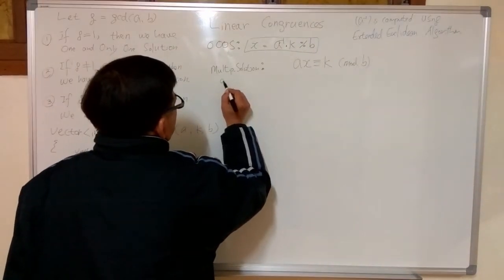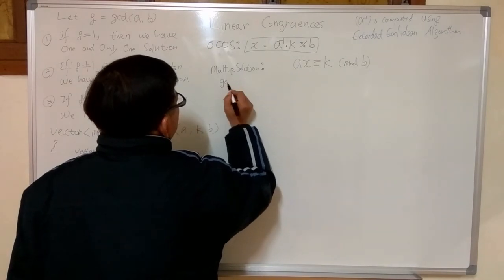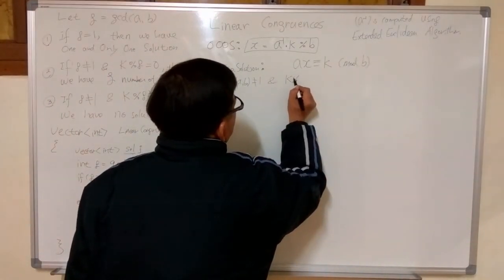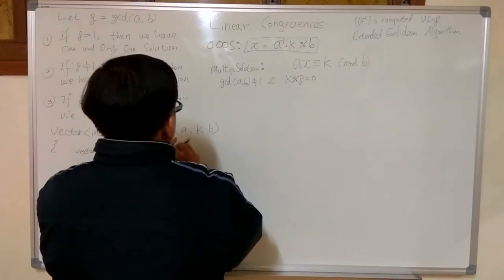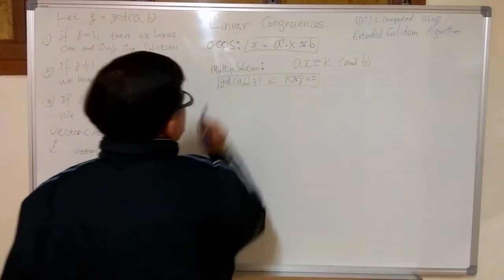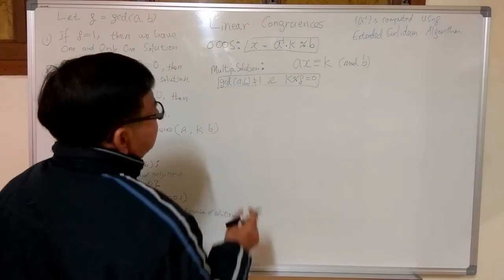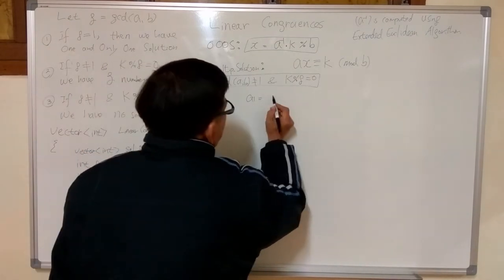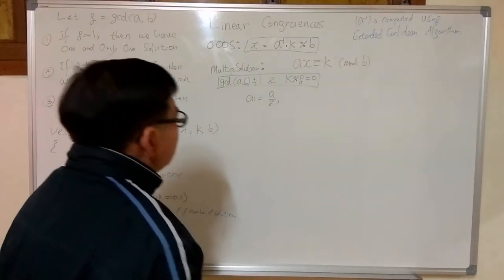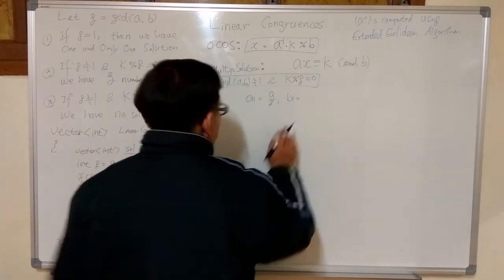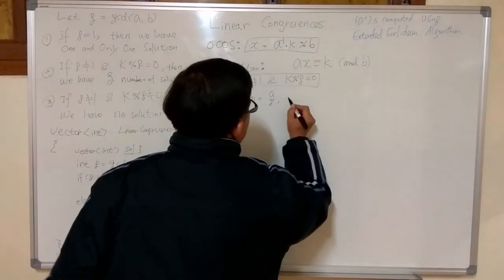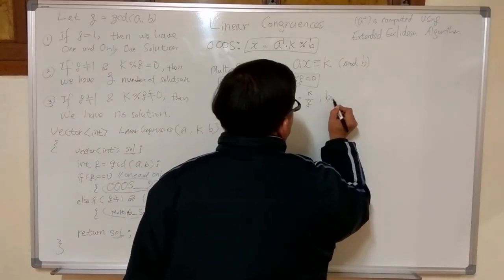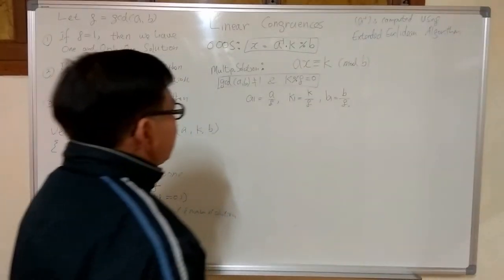Here GCD(A, B) is not 1 and K is divisible by G, so K modulo G is 0. In this case, first, we let A1 equal A over G, K1 equal K over G, and B1 equal B over G. We let it like this.